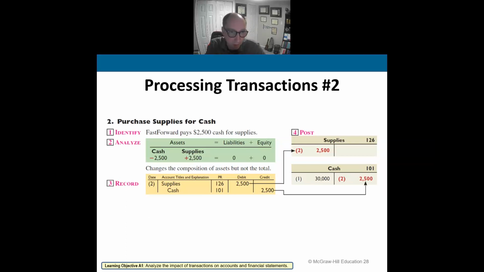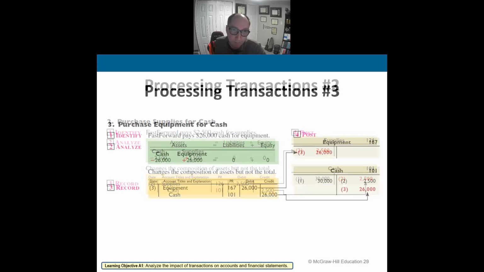Here's another example. We purchased some supplies for cash, some inventory. First, I identify what happened. Then I analyze what's going on with the accounting equation. Cash went down, supplies went up, both asset accounts. So it's a net, a neutral transaction on the accounting equation. I record the transaction, debit my inventory, credit my cash, and I post those to my general ledger accounts.